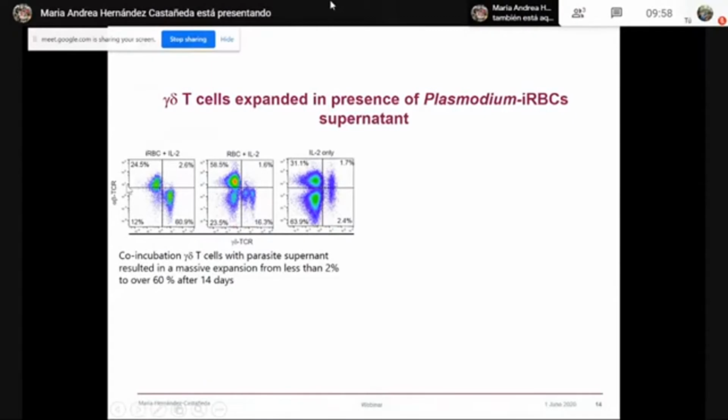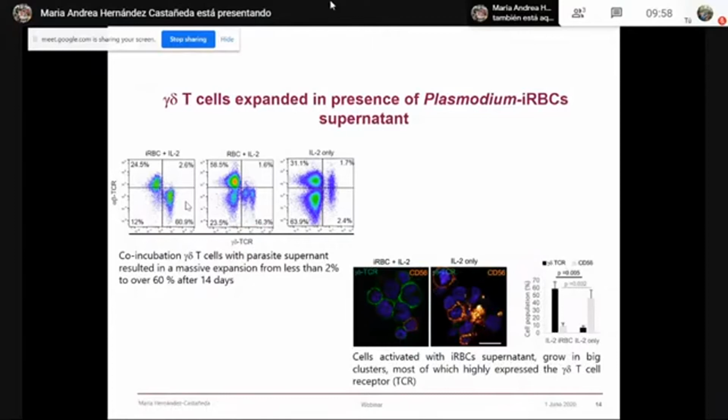So here we have 3 different conditions. We have only IL-2. You can see that we only have 2% of gamma delta. When we have the gamma delta with the supernatant of only erythrocytes plus IL-2, you see that we only got 16% of the gamma delta. But when we have the gamma delta with the parasite supernatant and IL-2, you see that 60% of the gamma delta were expanded.